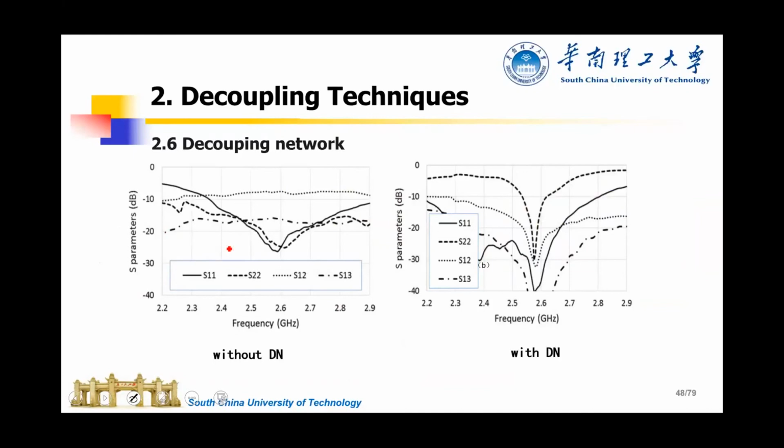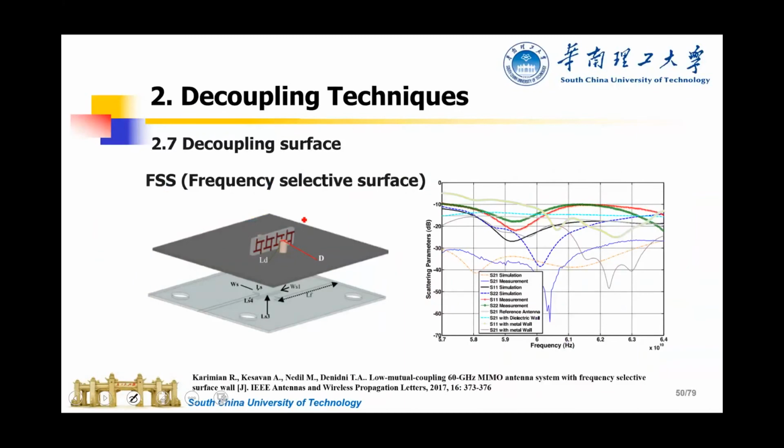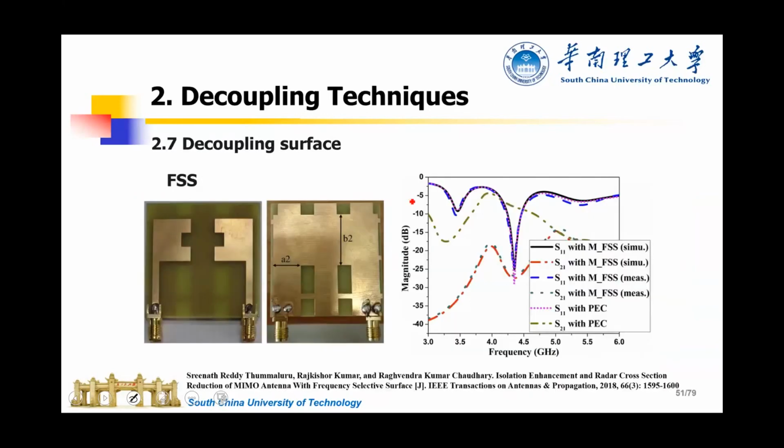This is just a decoupling network. Also, a method we call the decoupling surface. So this is a two-antenna system. Just insert an FSS between the two antennas and you can also get good isolation. This is just the measurement results.